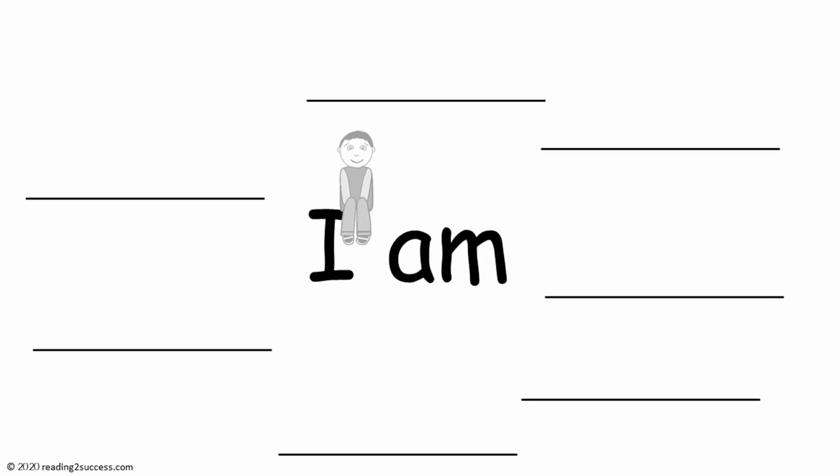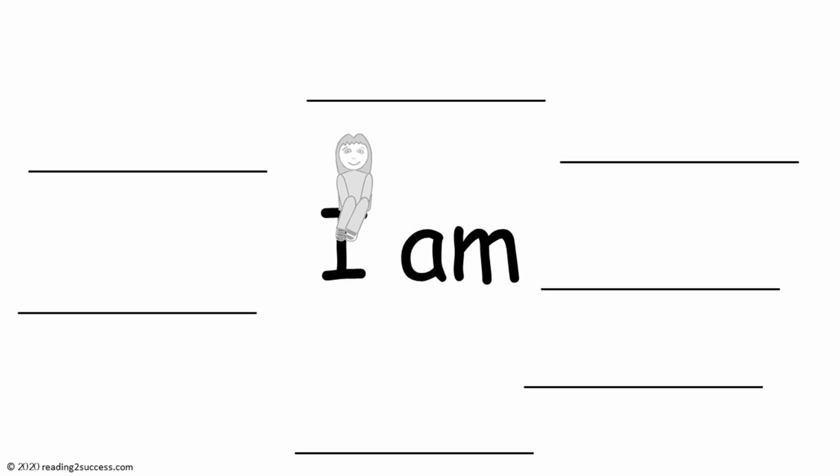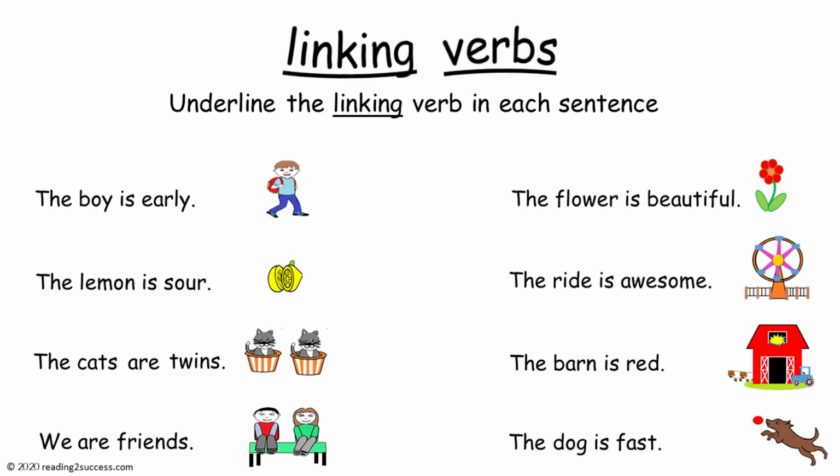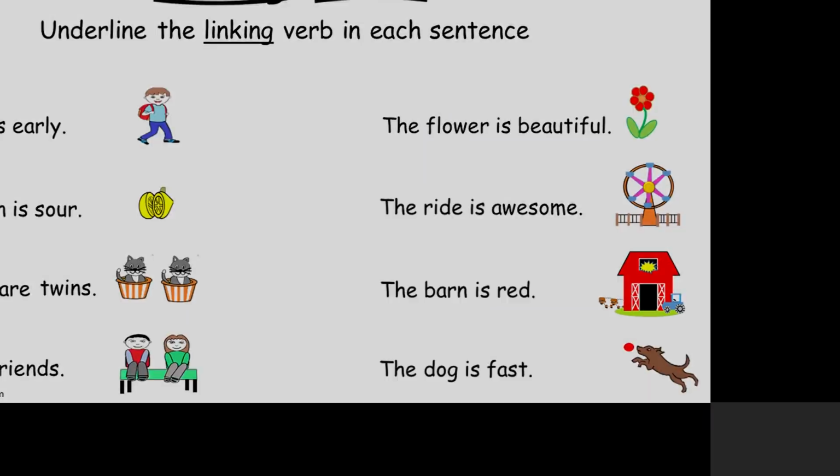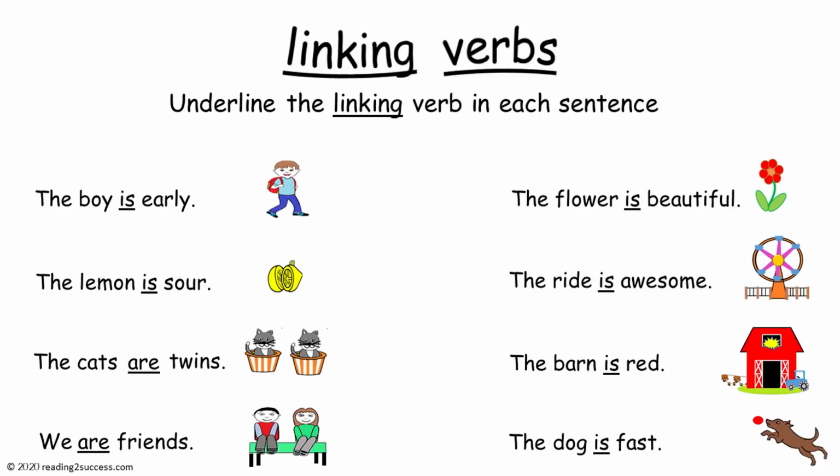So kids can do a similar activity at home. I have included two templates that begin with the words I am. One has a boy and one has a girl. So now have kids complete the linking verbs activity. Have them underline the linking verb in each sentence. This is the completed example.